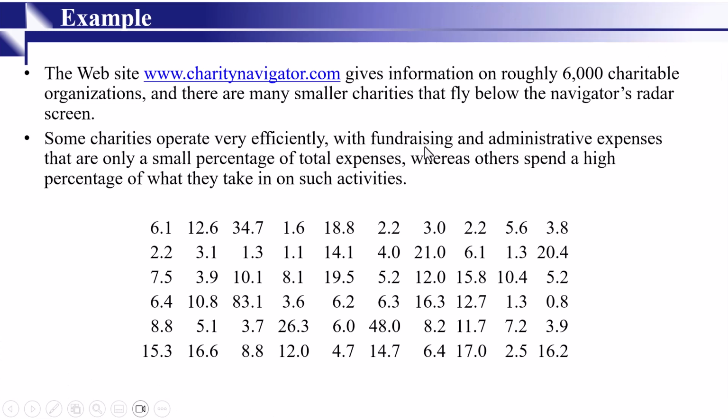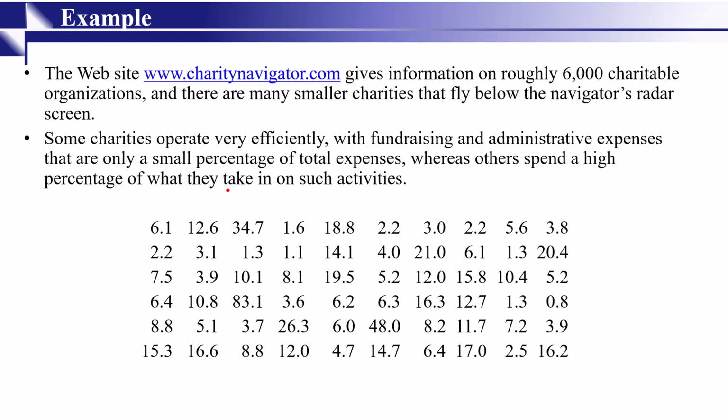So here is one example. The website www.charitynavigator.com gives information on roughly 6,000 charitable organizations, and there are many smaller charities that fly below the navigator's radar screen. Some charities operate very efficiently with fundraising and administrative expenses that are only a small percentage of total expenses, whereas others spend a high percentage of what they take in on such activities.